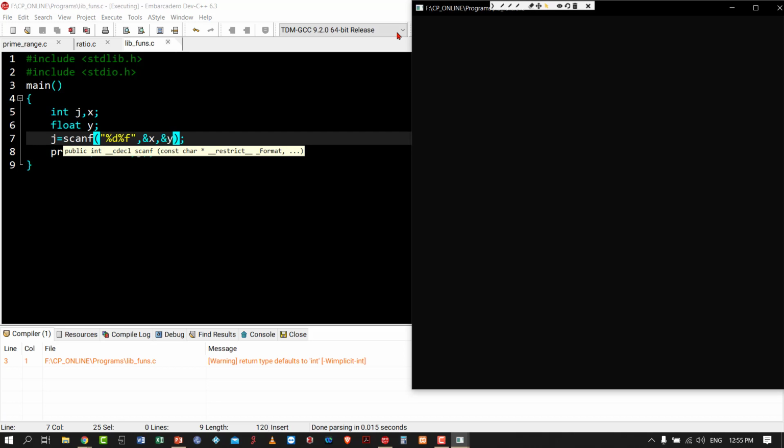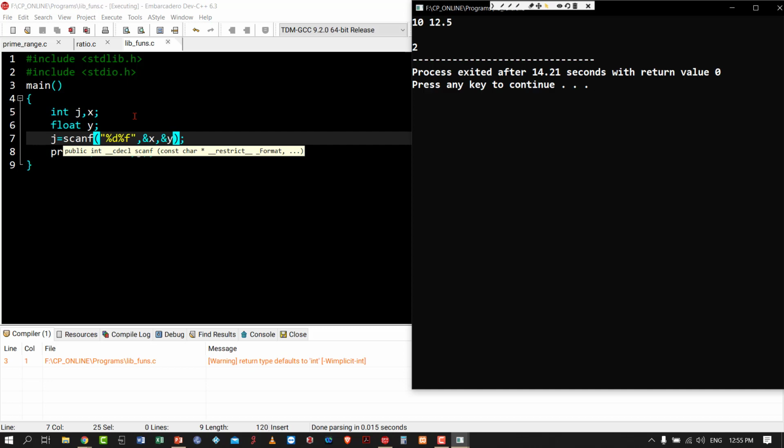So actually the cursor is blinking. That means the computer is waiting for some input. The first input must be an integer. The second input must be a floating point. So I'm giving 10 and 12.5. And scanf returns 2. What will be this 2?